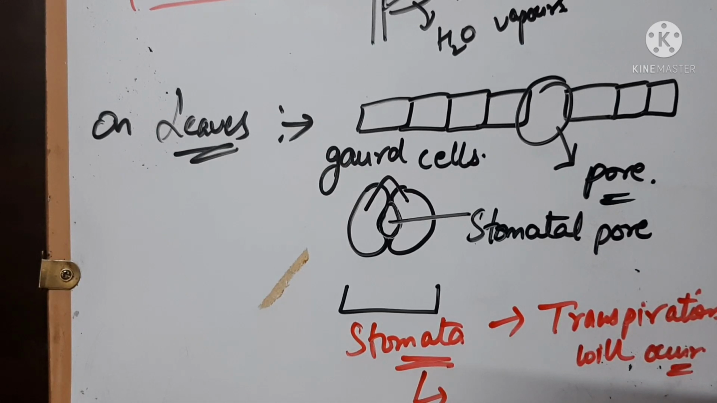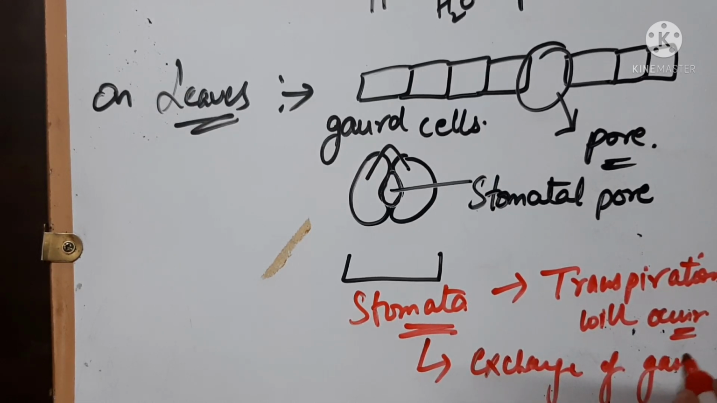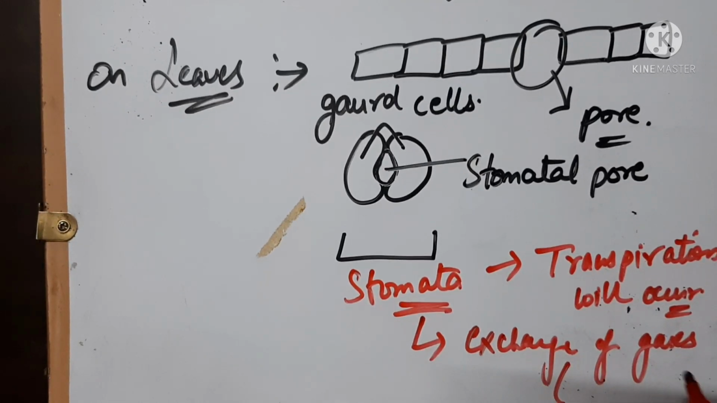There is one more function stomata do, that is exchange of gases. Which gases? The plant does photosynthesis and respiration, right? So exchange of oxygen and carbon dioxide will be done by these stomatal pores.